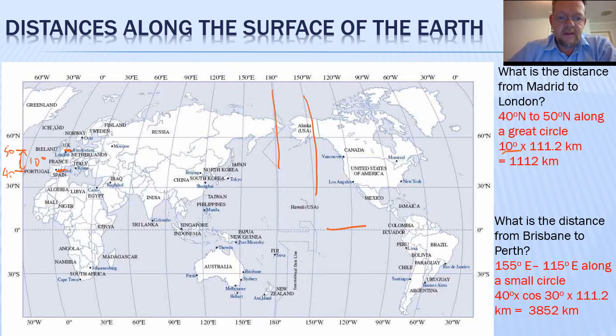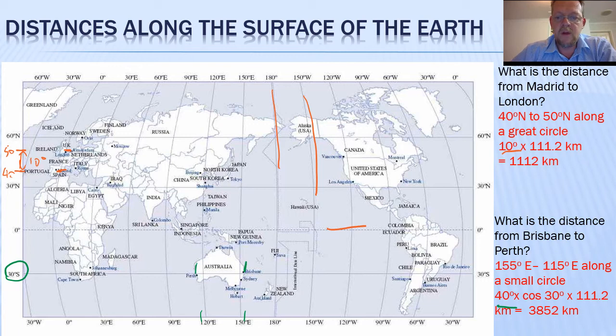Let's have a look at the distance from Brisbane to Perth now. So Brisbane is here, Perth is here. Now it looks like we're on a small circle, and I'm estimating it's probably about 155 degrees, 115 degrees along a small circle. I'll start again. It's 155, take 115, so that's probably 40 degrees along a small circle.